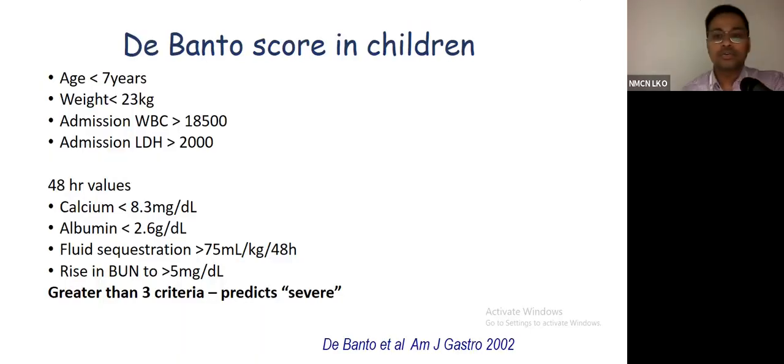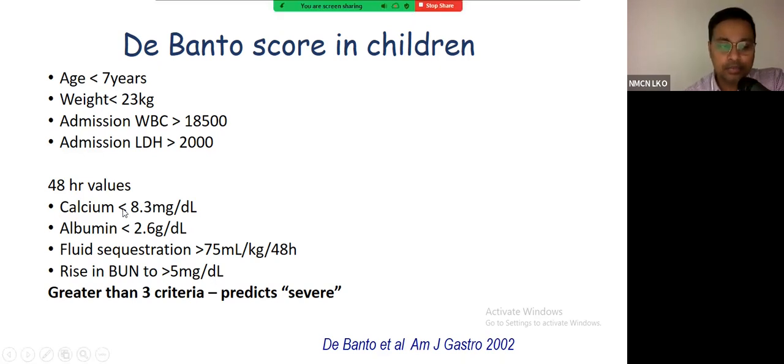This is the D12 score, used in children. There are two evaluations, one at admission, another after 48 hours of admission. At admission, the criteria are age less than 7 years, weight less than 23 kilograms, WBC more than 18,500 per cubic millimeter, and LDH more than 2,000.